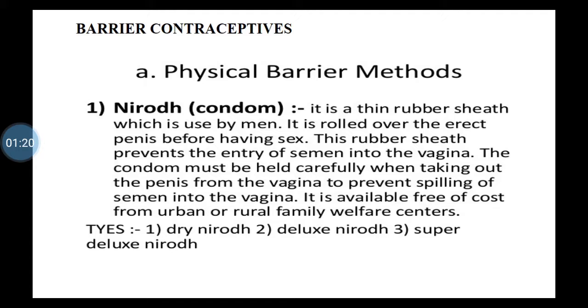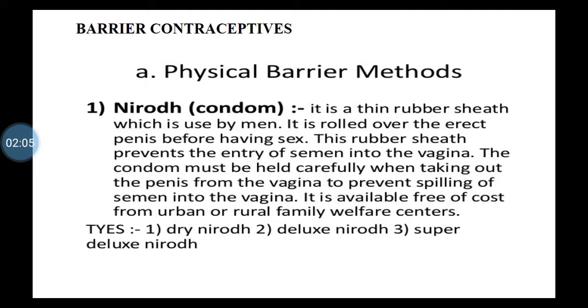But here the mechanical methods are very important. As I said, for pregnancy to occur, fertilization of the ovum is very important, and that is possible when there is a union of sperms and ovum at the time of sexual contact. So whatever the family planning methods are, they work on this particular point only, that anyhow they block the union of sperms and ovum.